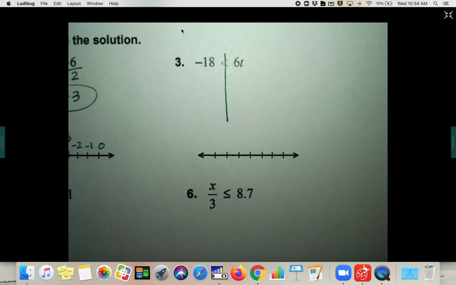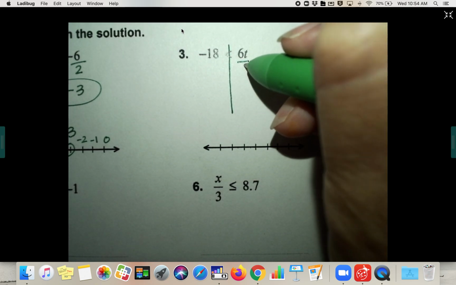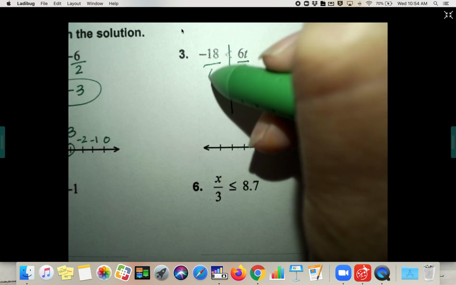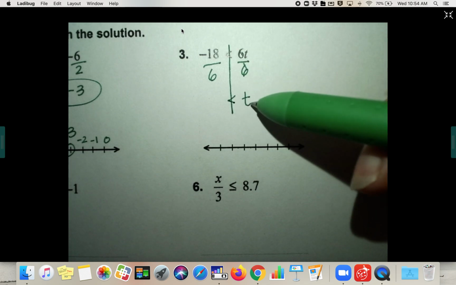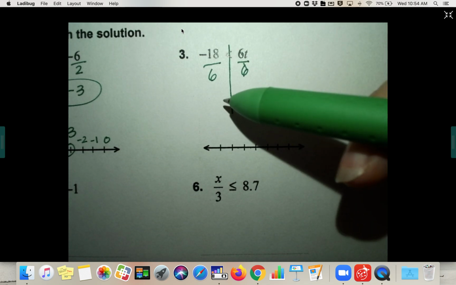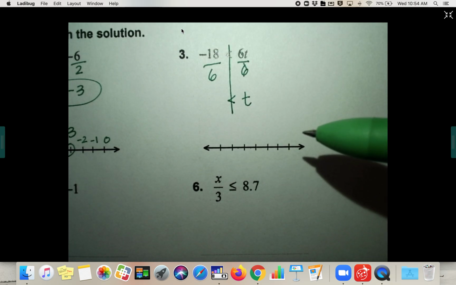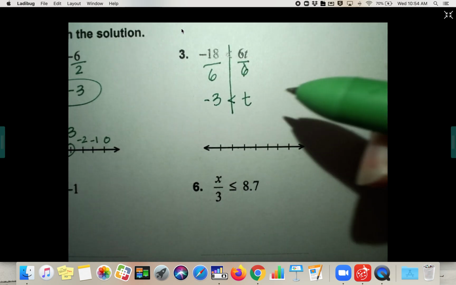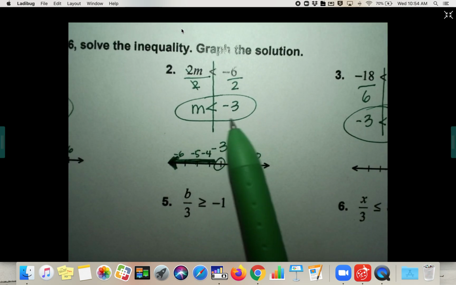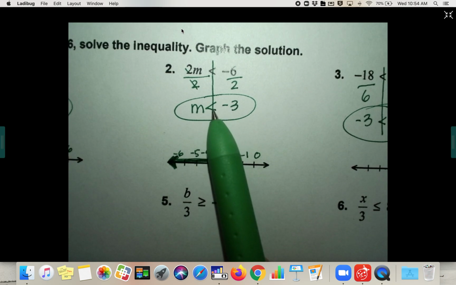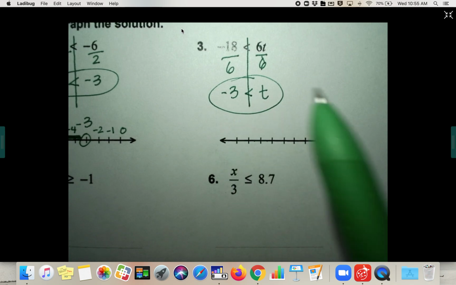Variable's on the wrong side, but it doesn't matter for now. T is still being multiplied by 6, so we are going to divide by 6 on both sides. T is actually greater, because I'm reading it backwards from right to left. T is greater than -18 divided by 6, which is -3. Okay, so this actually looks a lot like this. The variable and a less than sign. Here's a variable, and if you read it this direction, that's also a less than sign.